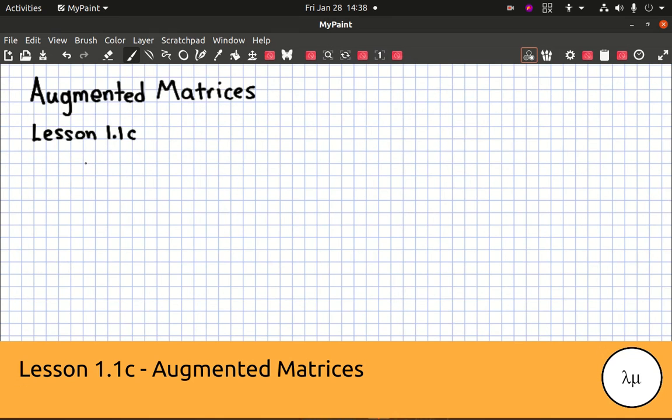I want to talk to you in this lesson about augmented matrices. And so the word augmented simply means to add in addition to something that's already been developed or is being developed underway. And so we're going to show you how to take a system of linear equations and how to create an augmented matrix. So let's go ahead and do that.